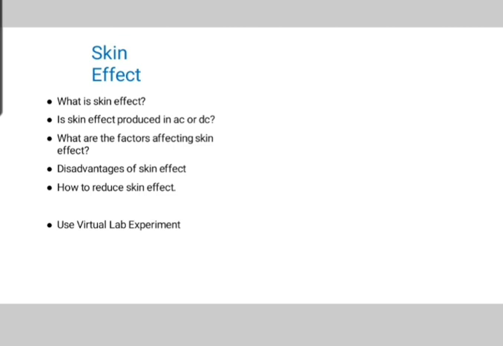So delta is equal to the square root of 2 rho by omega mu. What is rho? It is the resistivity of the conductor. Omega is the angular frequency of the current, it is 2 pi times frequency. Mu is the absolute magnetic permeability of the conductor. So what is the material effect on the skin depth?